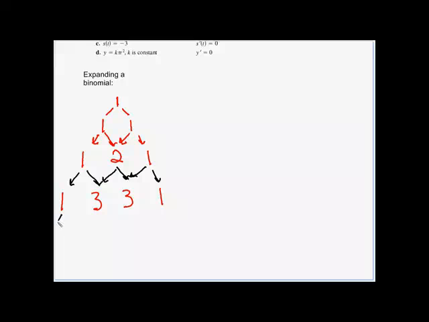And let's do it one more time. So all these are going to come down and get added together. So we have our 1 at the end. 1 and 3 is 4. 3 and 3 is 6. 3 and 1 is 4. And we bring down the 1. Now this is just to find the coefficients that go in front of our variables as we expand it out.